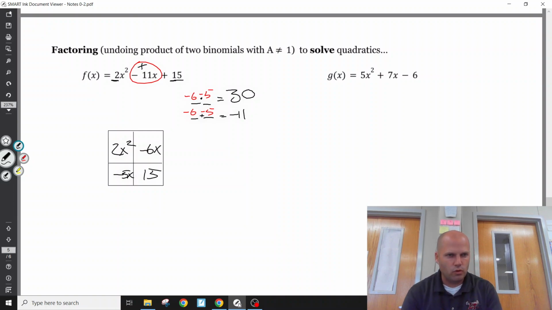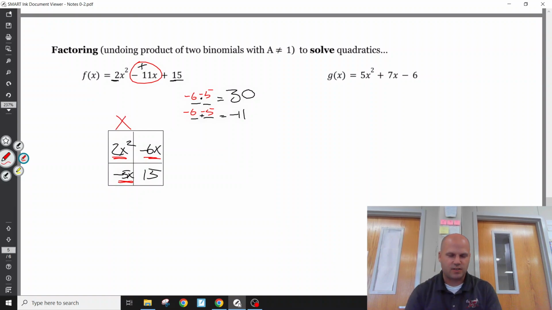Now, the reason why we do this is because it's actually easy to undo the distribution of the box. All you have to do is look at any two terms in a row or a column. Let's say this, 2x squared and negative 5x. What is the biggest thing that can multiply in to get 2x squared and 5x? Well, it's x. X is the only thing.